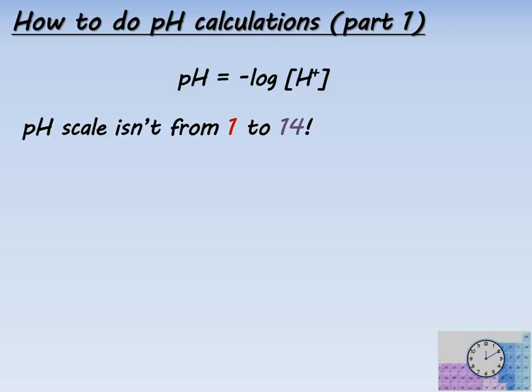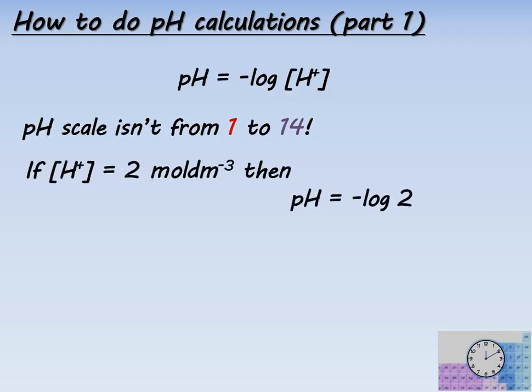Let's take an example. If the concentration of hydrogen ions was 2 moles per dm cubed, then the pH of that solution would be minus log of 2, which gives us a negative value, negative 0.301.